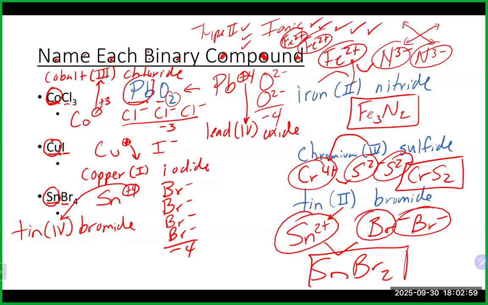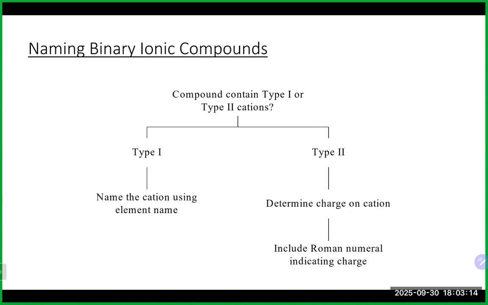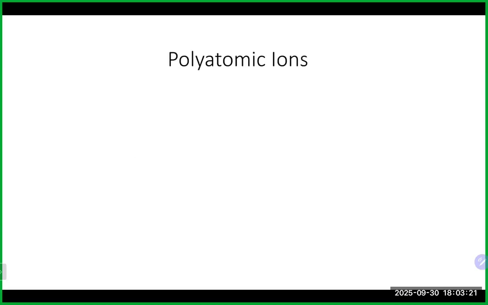All right, so that is type 2. Again, both of these are ionic compounds, type 1, type 2. Really, the main difference is the metal, whether or not you need a Roman numeral. Basically, that's usually the decision you have to make when a metal is involved: Roman numeral or no Roman numeral. The next thing we're going to talk about is polyatomic ions.